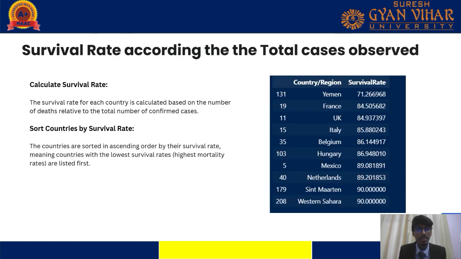Next we have the survival rate according to the total cases observed. Survival rate is where we find the probability of a person surviving. How will we find that? We first find the probability that the person will die, the number of favorable outcomes divided by the number of total outcomes, and then we find the inverse, 1 minus the probability of death, which gives you the survival rate. This is what we got. The lowest survival rate is of Yemen, and the highest survival rate is of Western Sahara.